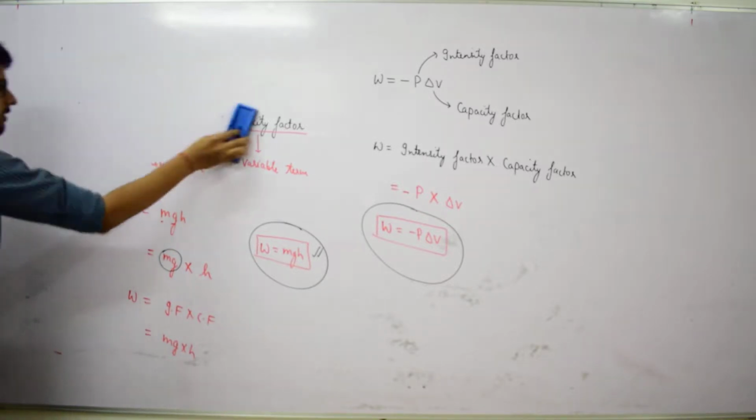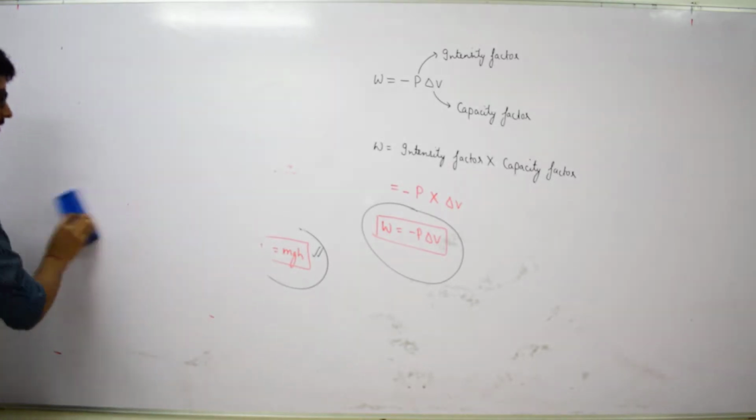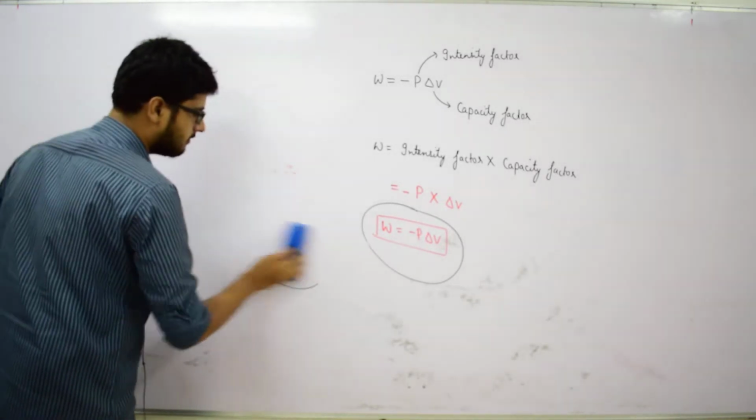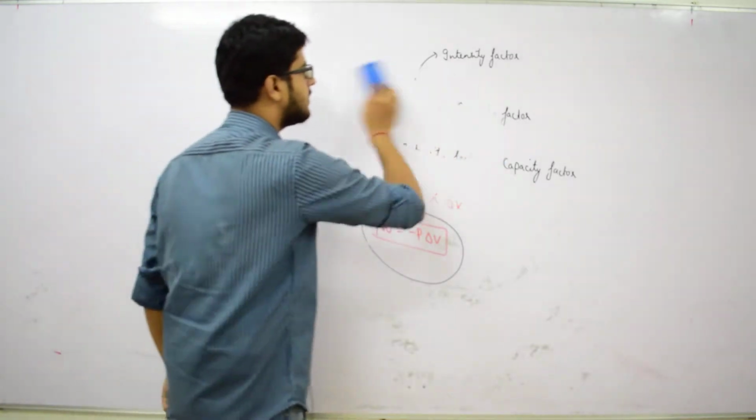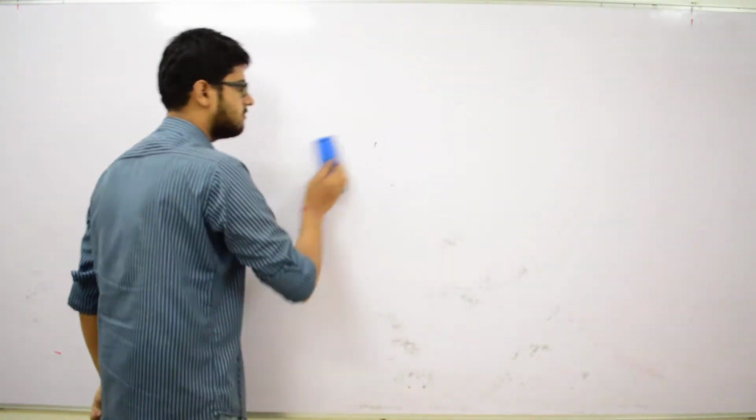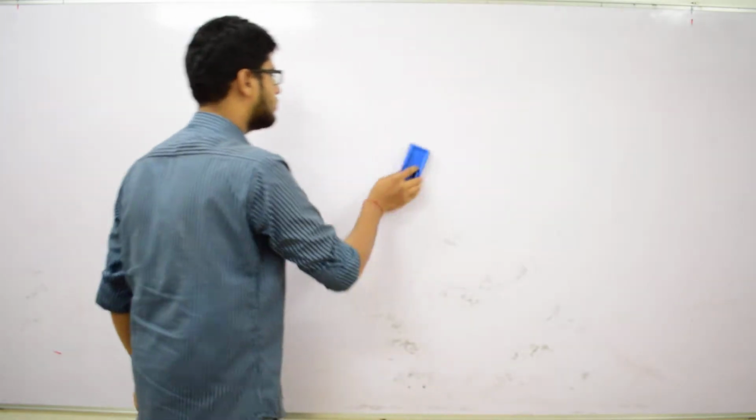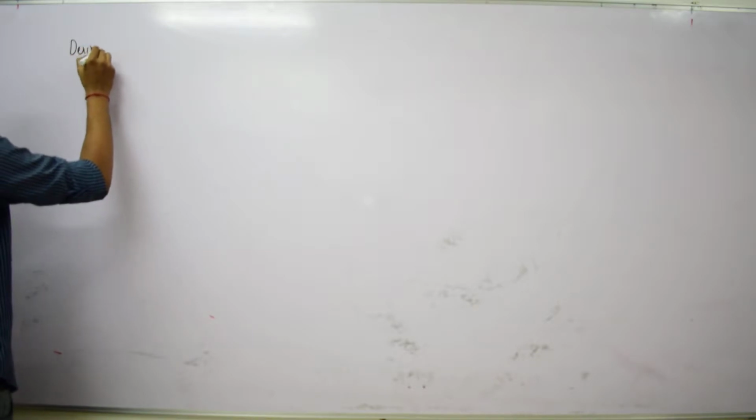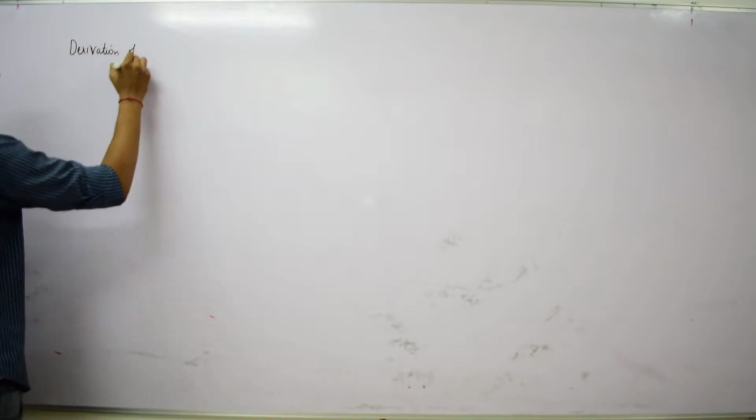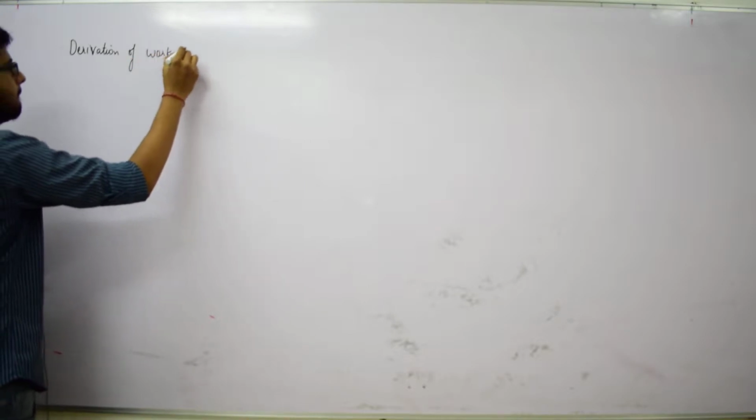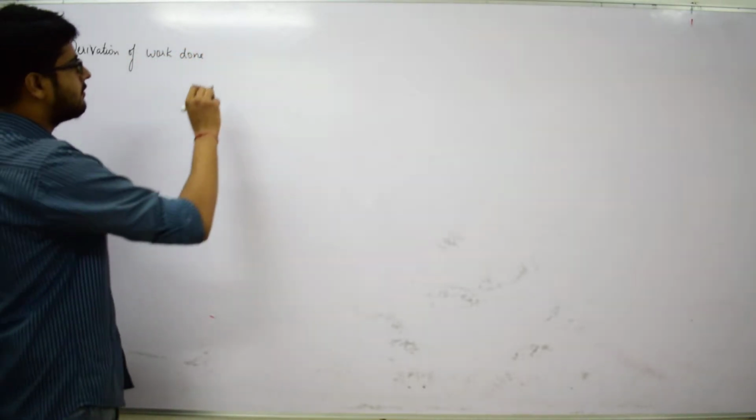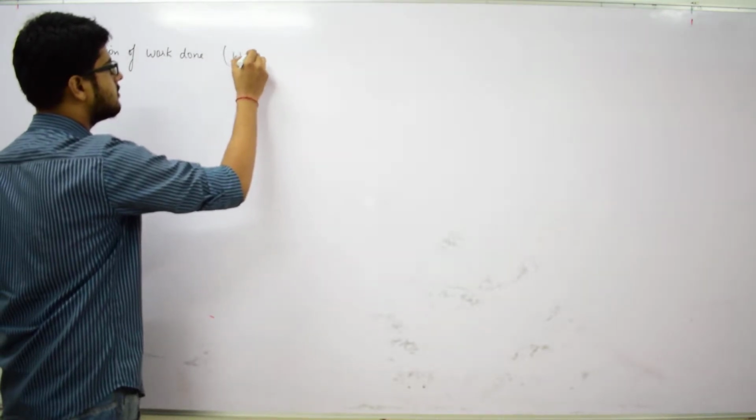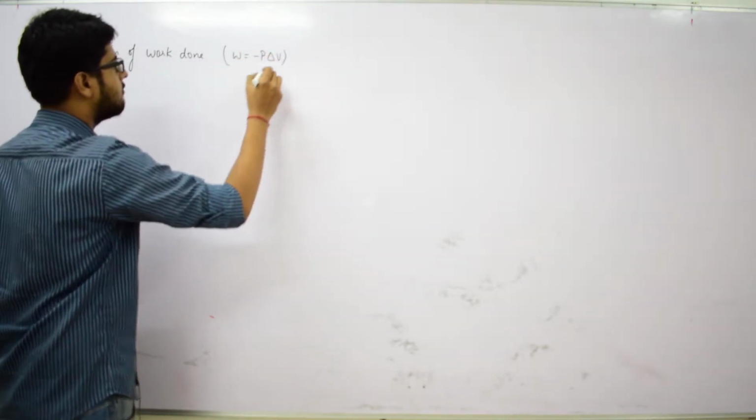Now we will further discuss the work done, that term, that work done is equal to minus P delta V. We have to derive this expression, that is the work done in case of a piston or in case of a gas when it is allowed to expand. So, we have to see the derivation of work done, or derivation of the formula, that is W is equal to minus P delta V. We have to derive this formula.